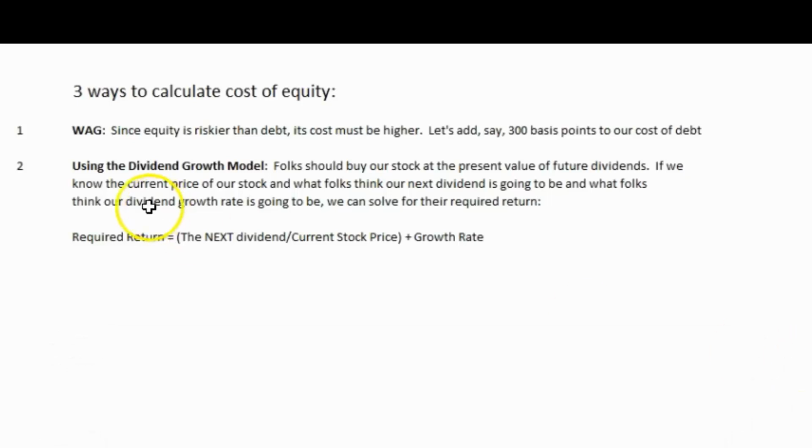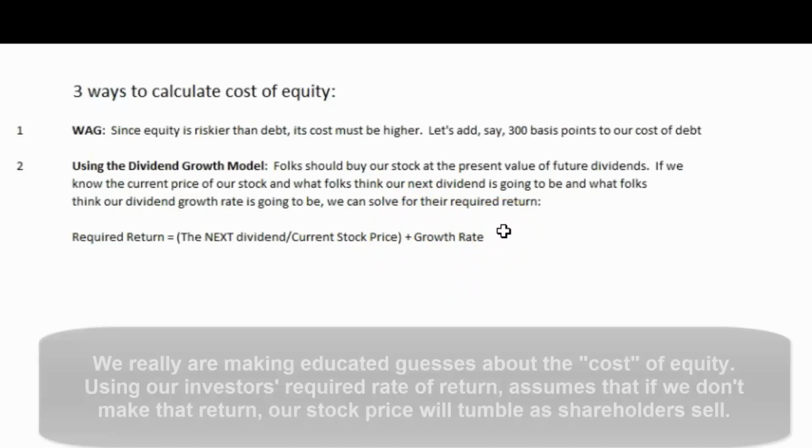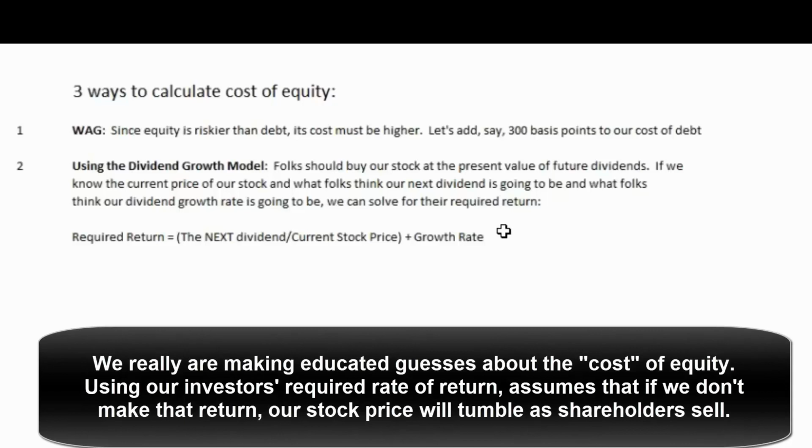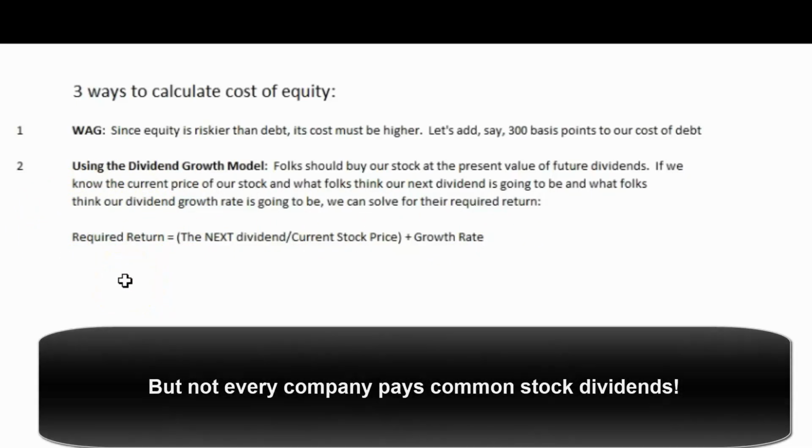And that formula looks like this. The required return is the next dividend we're going to pay divided by the current stock price plus whatever growth rate our shareholders are assuming. And the thinking is, if we don't earn that required return, investors will sell our stock. And if they sell, our stock price will go down. So we'll use that required return as our quote-unquote cost of our equity. Unfortunately, W.A.C.C. Inc. doesn't pay dividends, so we can't use this method.